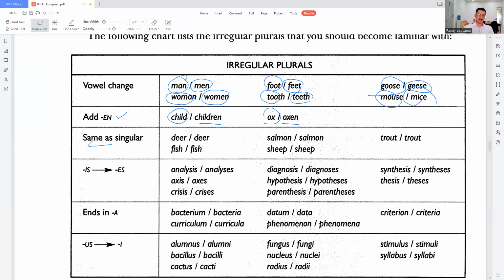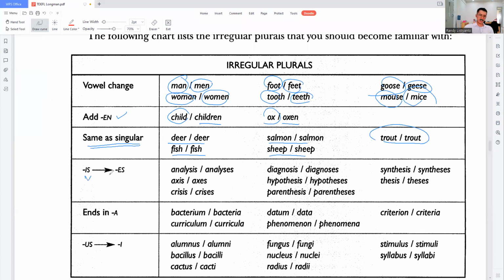Same as singular, it means that there is no plural form, just like you can use the noun for both singular and plural. Deer, fish, salmon, sheep, and trout. Trout is a type of fish.